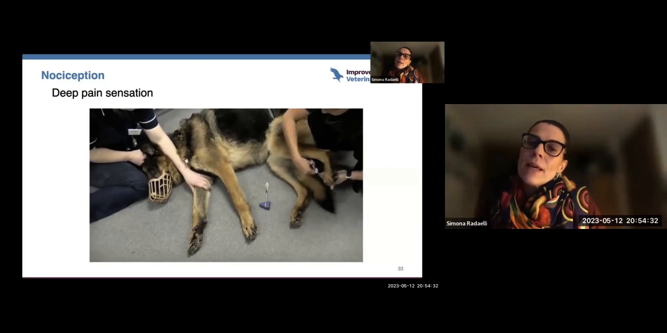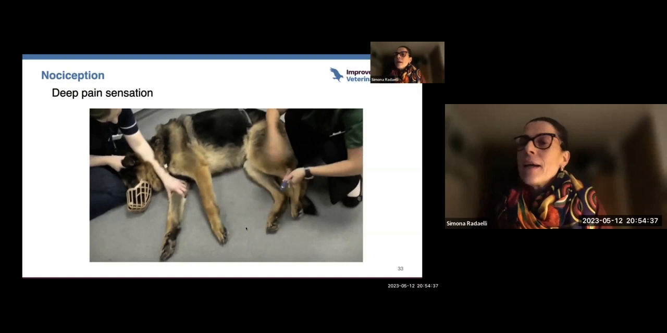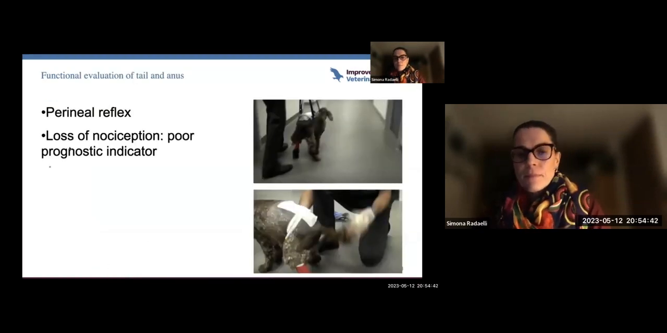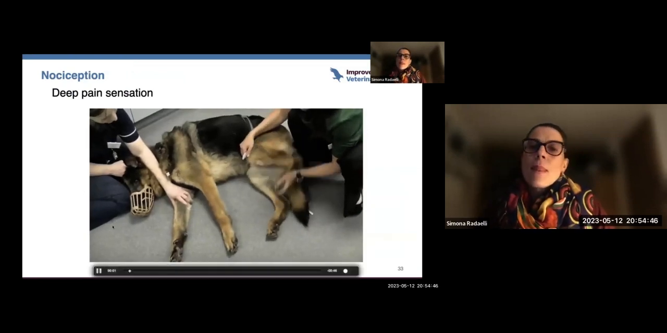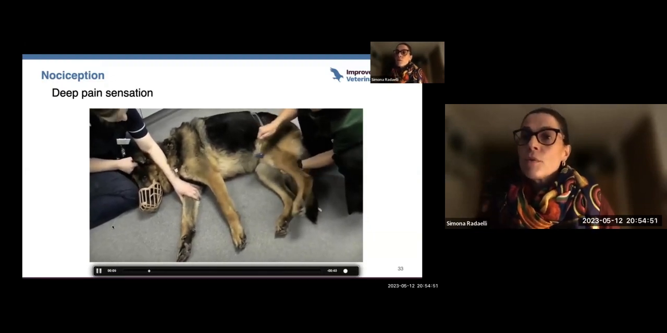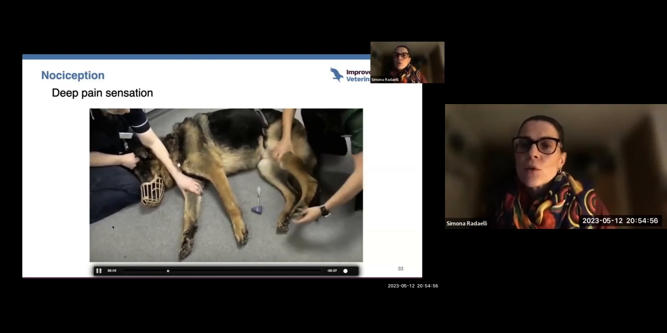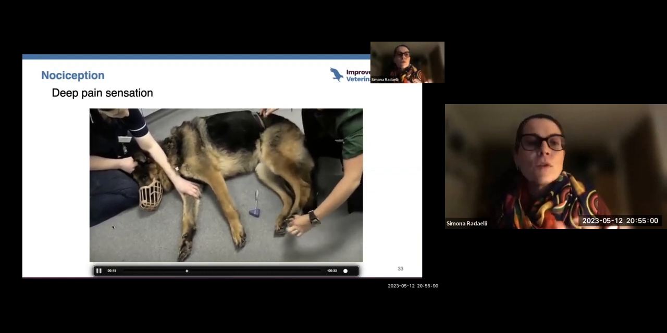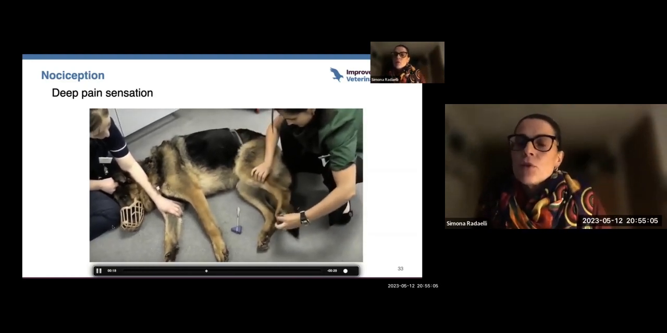This dog is withdrawing the leg. That is just a reflex. I'll show you again. That is not a sign of deep pain sensation. We want a behavioral manifestation of the feeling. So we want the animal to turn the head, to try to bite, to growl, to cry, to show us that information is reaching the brain and it is feeling that we are pinching the toes.